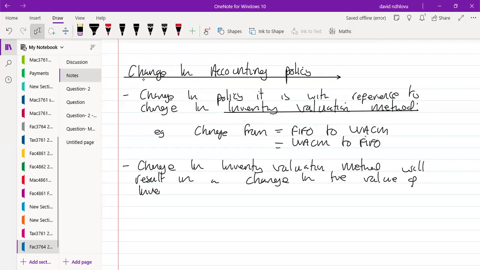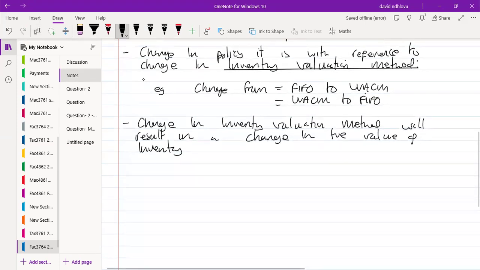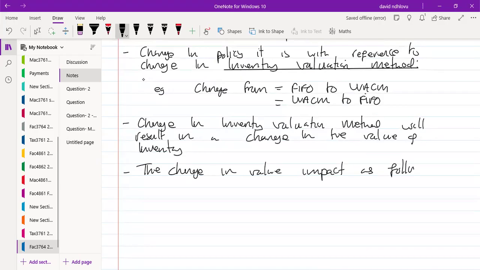So when you change from the FIFO to the weighted average method, the amount of inventory that you're talking about then changes as well. Each method gives a different figure in terms of the estimation of the value of inventory. Now, this has got an impact as follows. The change in value impacts as follows. Number one, the profit for the year. There will be a change in terms of the profit for the year.